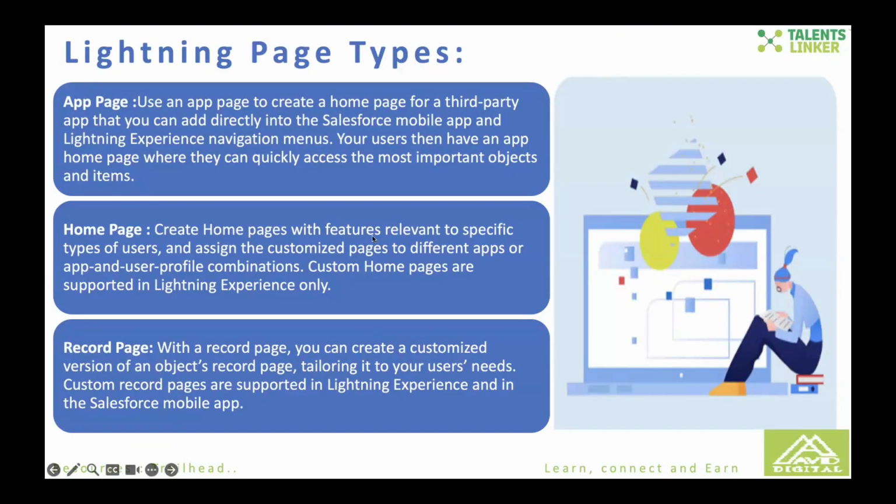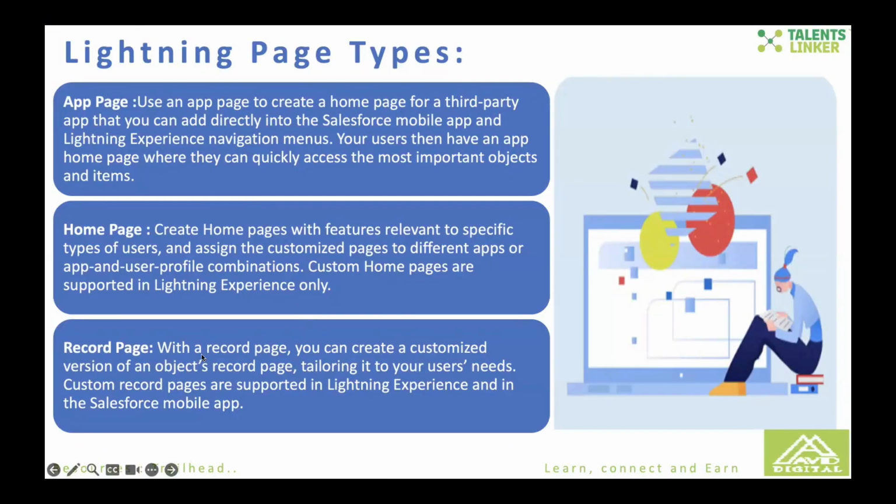Home page creates home pages which feature content relevant to specific types of users. Depending on the kind of users you want, the home page will be customized. Different users can have different home pages depending on how you assign their profile when you are building that home page using your Lightning App Builder. You customize the page to different user profile combinations. So custom home pages are supported in Lightning Experience only. Take note of that. Home page is supported by Lightning Experience only. That means it's not supported in Classic.